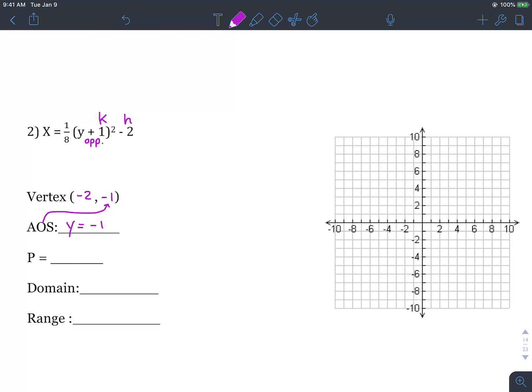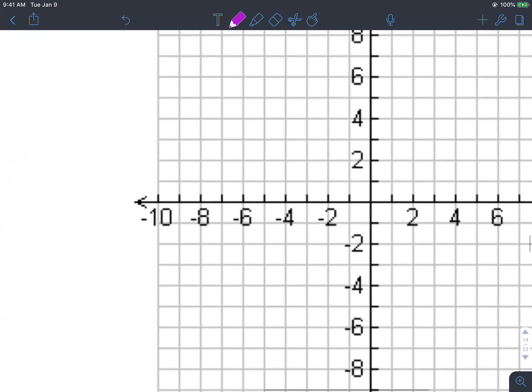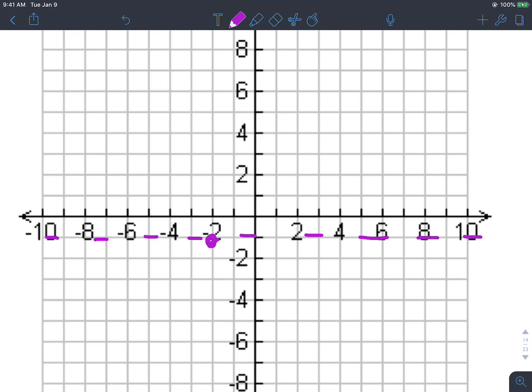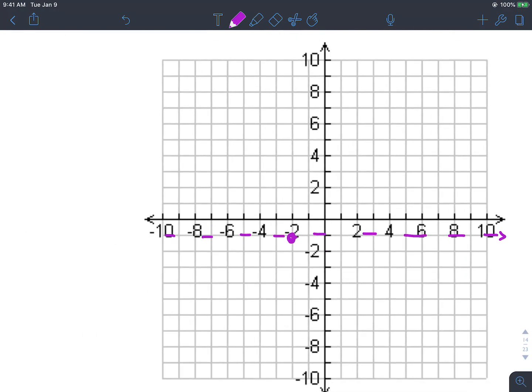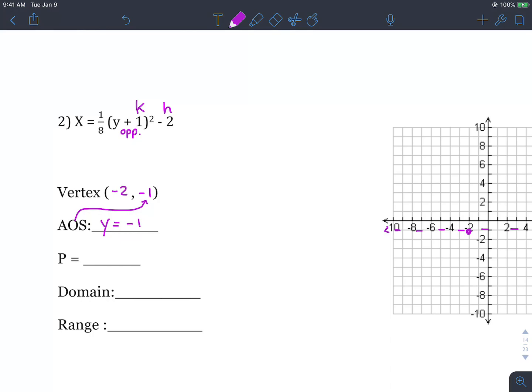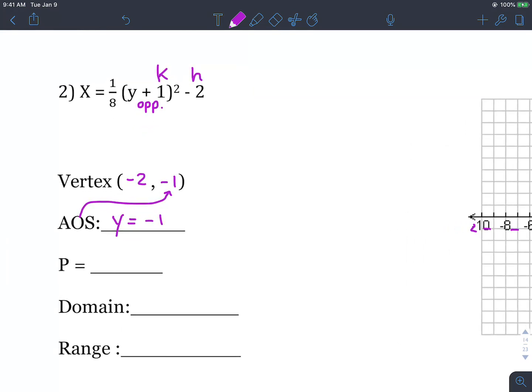I'm going to go ahead and start plotting some of those points there. Negative 2, negative 1. It's going to be over here. Your horizontal line, your axis of symmetry, kind of looks like that. And then here in a second, I guess we're going to get our focus point. Oh yeah, we need to find our P, I guess, first. So we'll use that formula, A equals 1 over 4 times P. And in this case, A is 1/8.